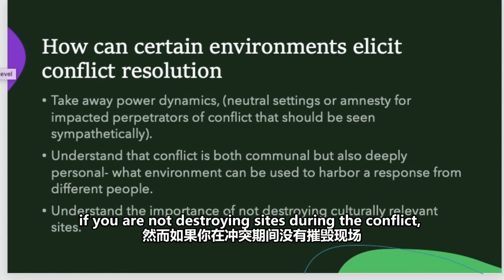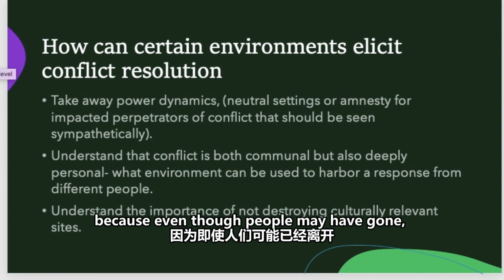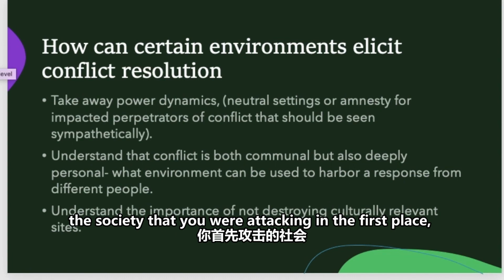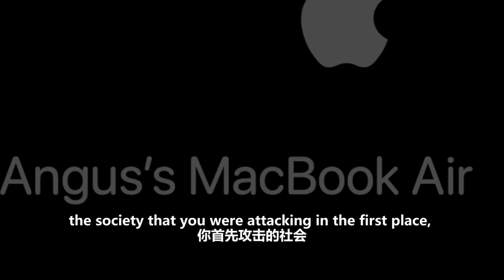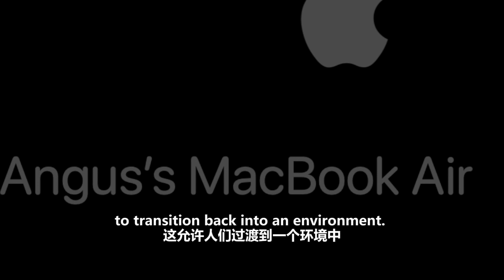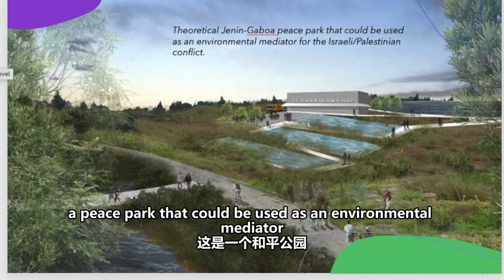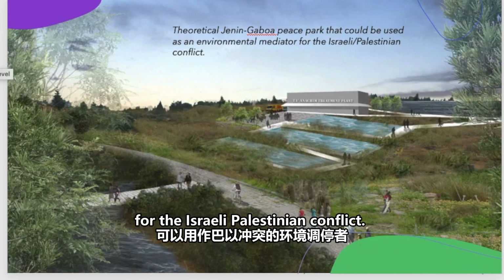However, if you are not destroying sites during the conflict, you allow for mediation to happen much more easily, because even though people may have gone, the society that you were attacking in the first place has a lot of the remaining environment left, and that allows for people to transition back into an environment that they may feel more comfortable in. And an example of the first point is the theoretical Jeningaba Peace Park that could be used as an environmental mediator for the Israeli-Palestinian conflict.